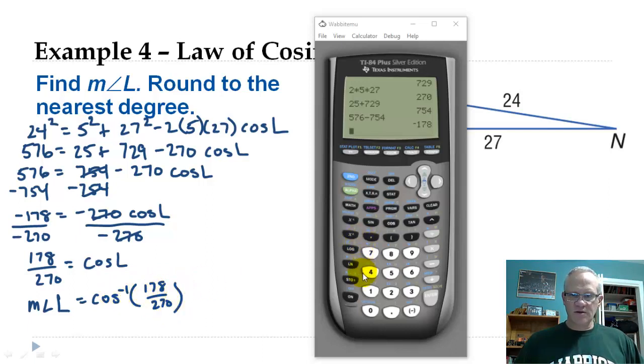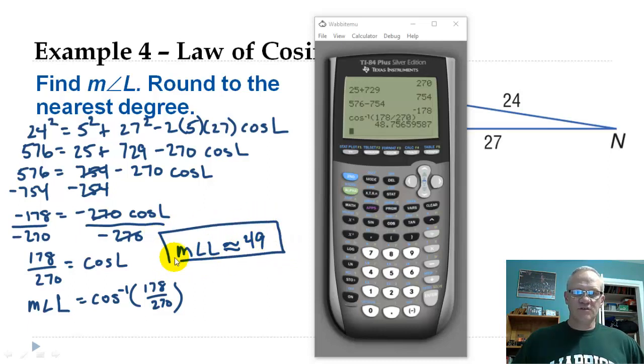So that's what I'm going to type into my calculator. Second function, cosine, that gives you the inverse, 178 divided by 270. And that looks like we've got 48.75, so forth. And so round to the nearest degree. So we're just going to round that to 49. So the measure of angle L equals approximately 49 degrees.